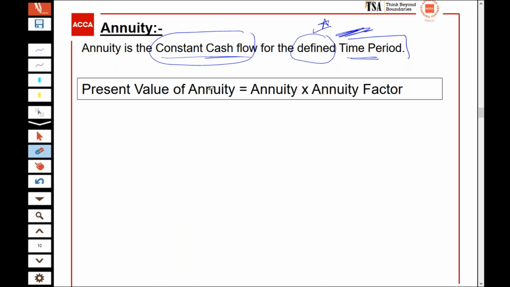And how do we calculate the present value of an annuity? Annuity is a constant cash flow for a defined time period, and the present value of an annuity is calculated as annuity multiplied by the annuity factor. Now, what is annuity? Annuity is the constant cash flow.